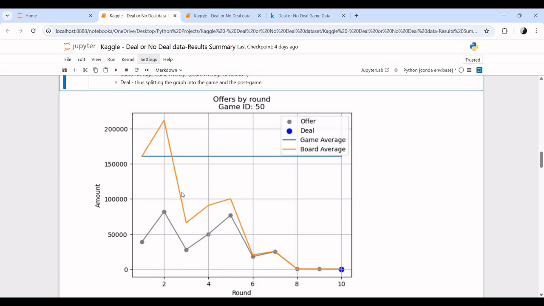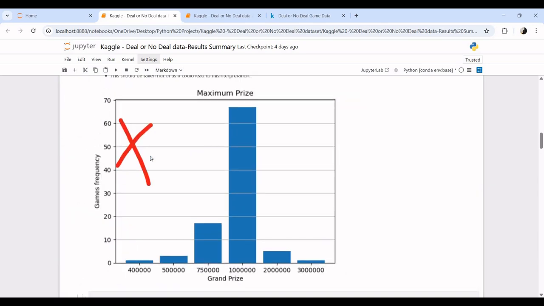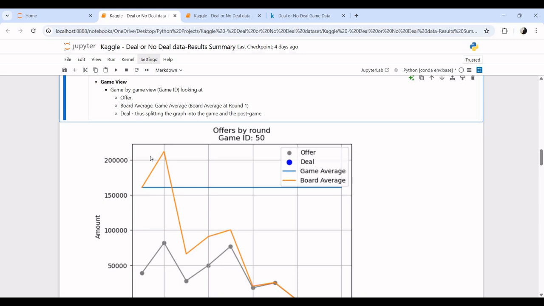As well as with the orange line, we're looking at the board average, and then the game average is just the average at the beginning. So in this case, since we start at round 1, this is the average at round 1, not the average of the initial game board before starting, or what I eventually termed up here as the missing round 0.